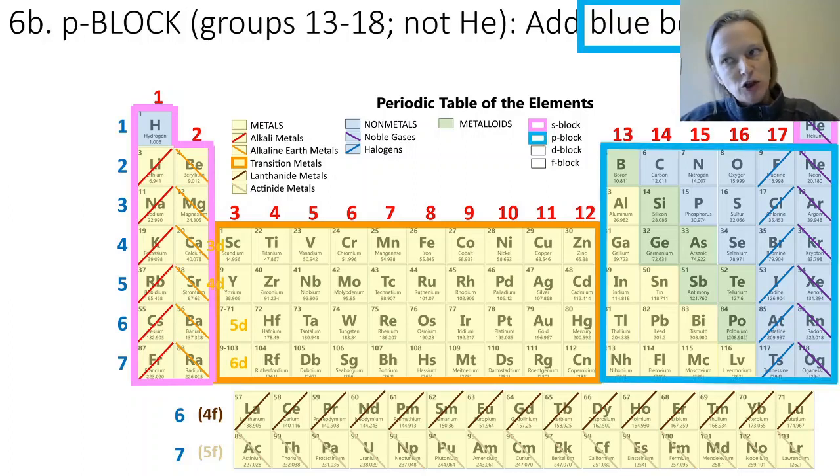The next block I want you to label is called the P block. This region of the periodic table is over here on the right-hand side. It's groups 13 through 18, although it does not include helium because helium was in the S block. So please put a blue box, perhaps using blue highlighter, around that region of the periodic table. Remember to update your legend.